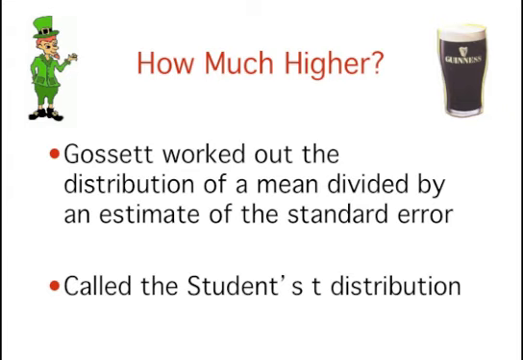Lucky for us, someone else, namely William S. Gossett, has done the hard work and solved this problem. While working for the Guinness Brewery in Ireland, he managed to work out the distribution of a mean divided by an estimate of its standard error, saving us a lot of headaches, but maybe giving himself some in the process. This distribution is called the student's t-distribution, or sometimes just the t-distribution. Why not the Gossett distribution? Well, it seemed that his contract with the brewery prevented him from publishing under his own name, so he chose the pseudonym Student.